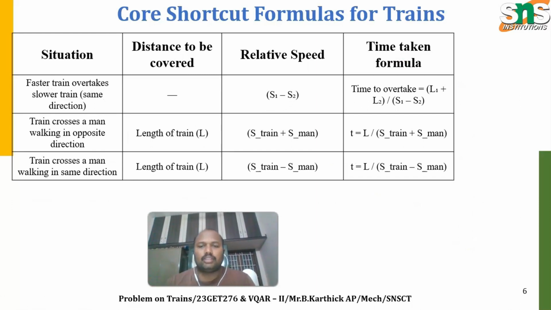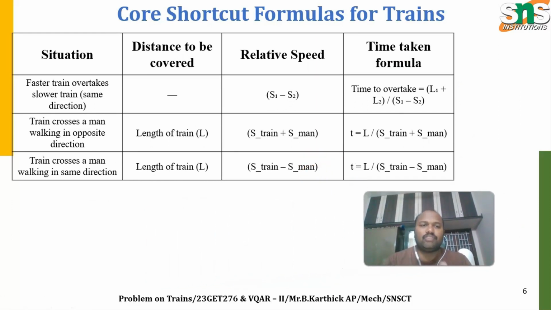The next one is if the faster train overtakes the slower train in the same direction. Here the distance is not given; the distance covered does not play a vital role. But when we take the relative speed, we have to take the difference of speeds, because they are both traveling in the same direction. So we take the relative speed as S1 minus S2. The time taken is the distance covered, as usual L1 plus L2, divided by the relative speed S1 minus S2.